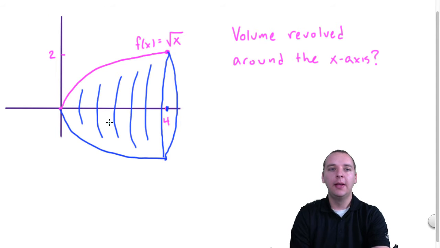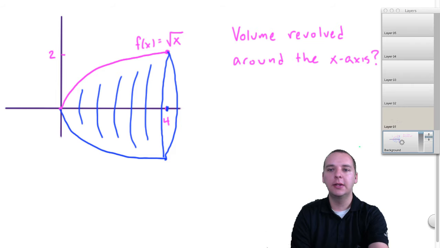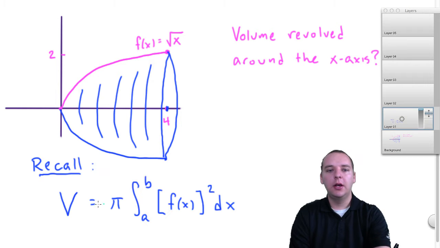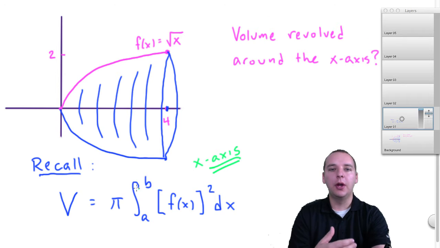And so let's recall what the disk method was. What was the formula that gave us the volume of a solid like this? Well, here it is. It's pi times the integral from a to b, and that's on your x-axis, assuming you're revolving it around the x-axis, of your function of x squared dx. And again, I need to note that this is only if you're revolving around the x-axis. We would integrate with respect to y if it was around the y-axis.